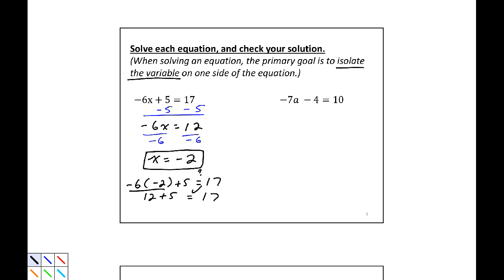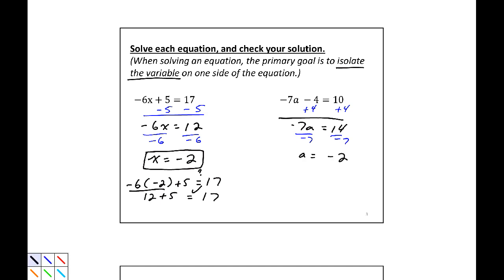In our second example, we will add 4 to both sides to arrive at negative 7a equals 14. Dividing by negative 7, we see that a equals negative 2.